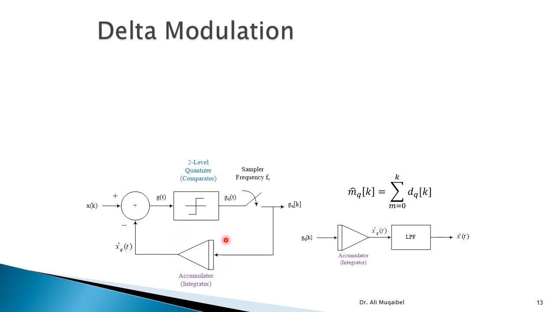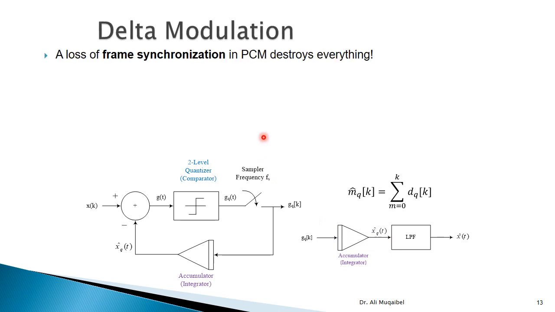Otherwise, we have the same loop as a DPCM. Our prediction here, our guess, is just an accumulation of the previous bits. This is an integrator or accumulator. It adds all the previous data. So then we subtract the guess from the incoming signal to get the difference, and then quantize that. At the receiver side, the outcome will be just an accumulator followed by a low pass filter.